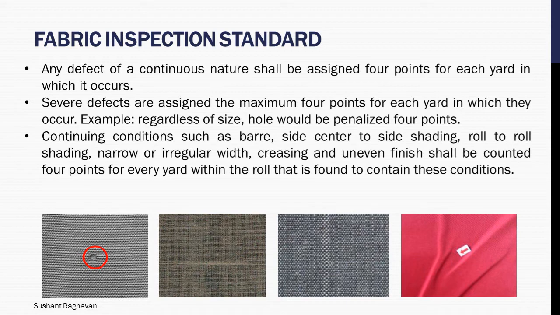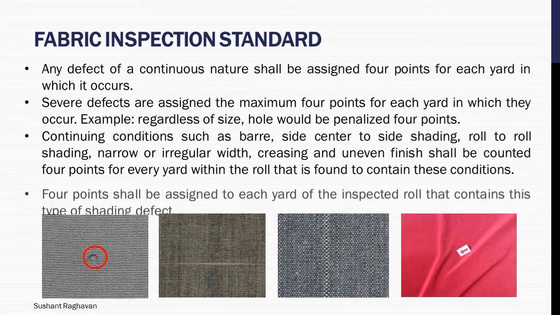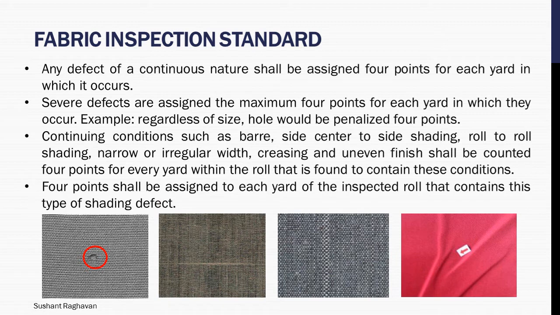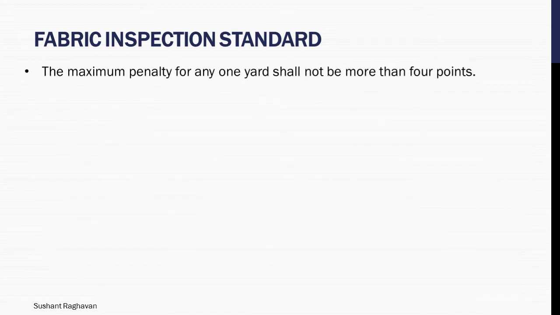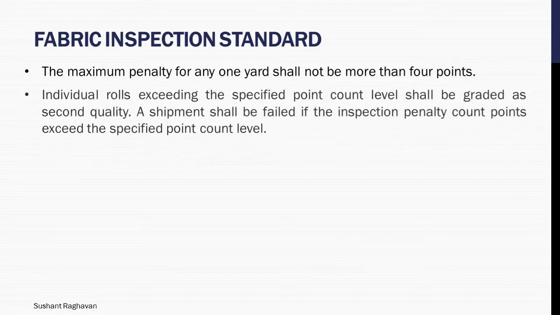Continuing conditions such as bare, side to center to side shading, roll to roll shading, narrow or irregular width, creasing and uneven finish shall be counted 4 points for every yard within the roll that is found to contain these conditions. 4 points shall be assigned to each yard of the inspected roll that contains this type of shading defect. The maximum penalty for any 1 yard shall not be more than 4 points.